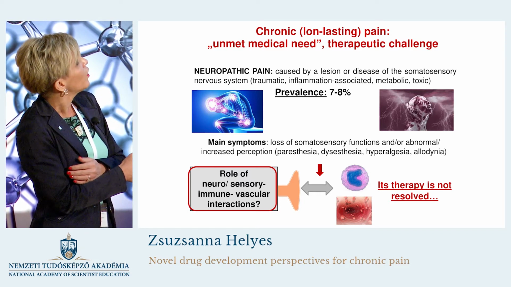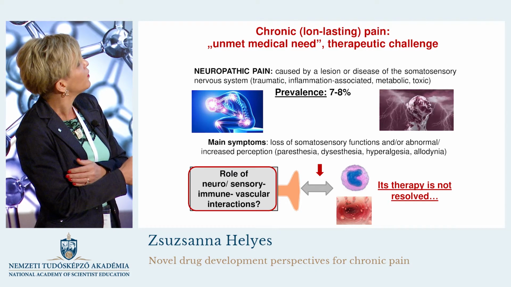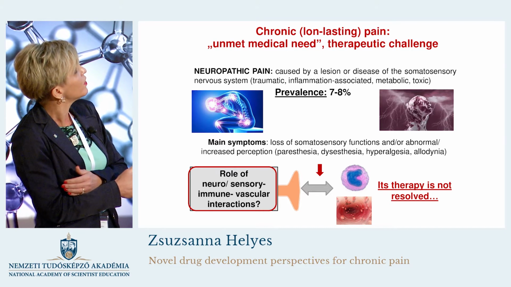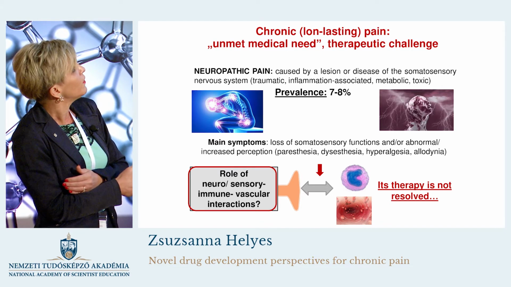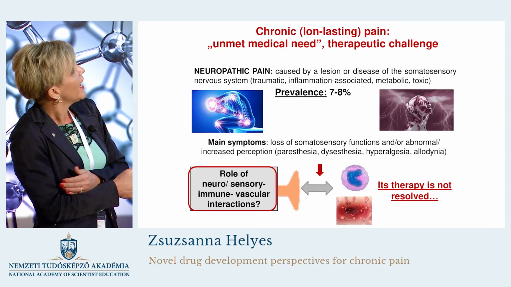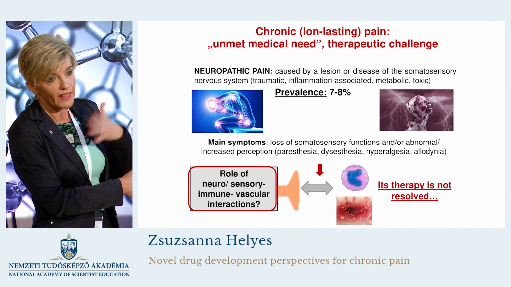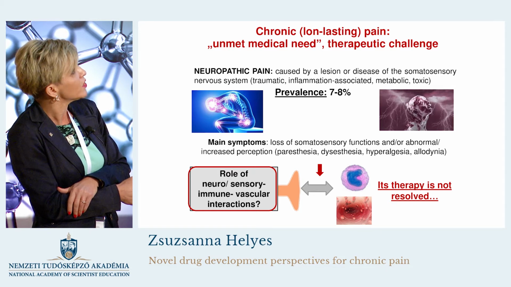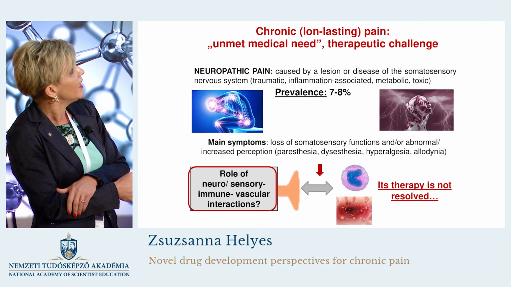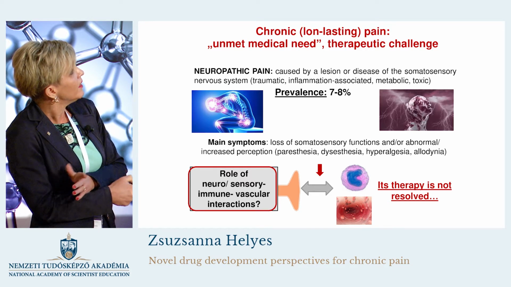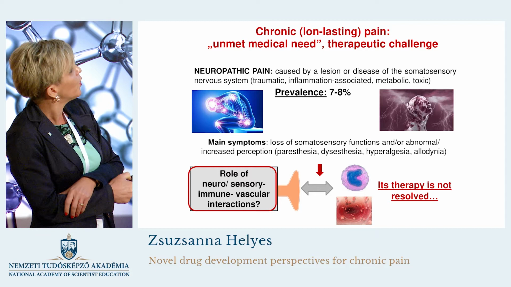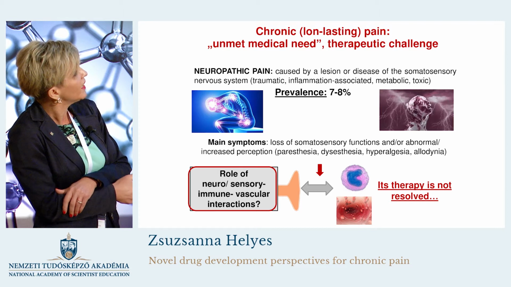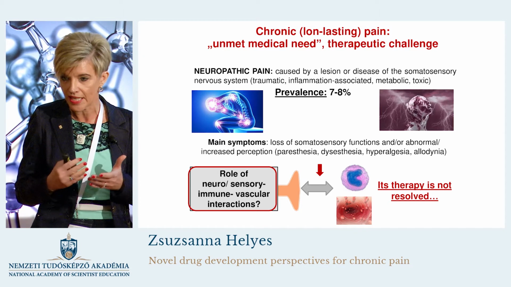And actually, the chronic, long-lasting pain is very, very often so-called neuropathic. Neuropathic means that it is caused by a lesion or disease of the somatosensory nervous system due to different trauma, nerve injury, accident, for example, or operation, inflammation, like in long-lasting rheumatoid arthritis or other joint inflammation, or metabolic reasons or toxicity, and the prevalence is quite high. And the main symptoms are, of course, the loss of function of the somatosensory system or abnormal or increased pain sensation like paresthesia, dysesthesia, hyperalgesia, allodynia. These two are actually just strange sensations.